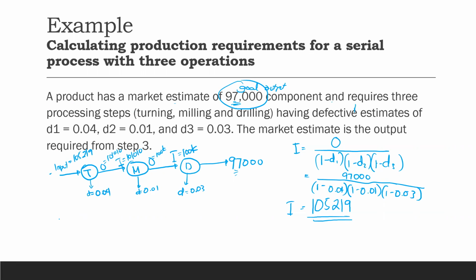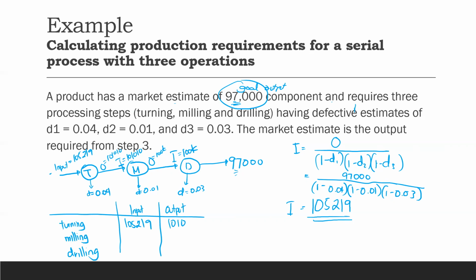So, if we are to summarize it, parang ganito yung process. We have the input. We have here the output. Ito yung kada process natin. We have the turning, milling, and then drilling. Ang input ng drill ng turning as a first process is 105,219. That will give me yan pieces na yan.